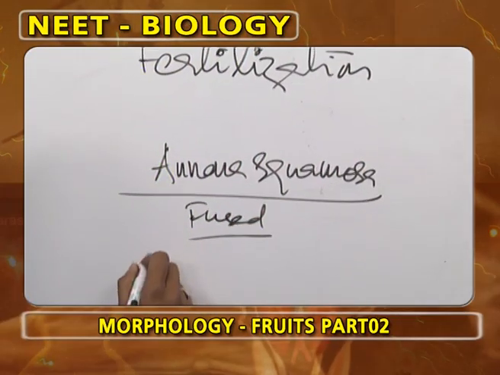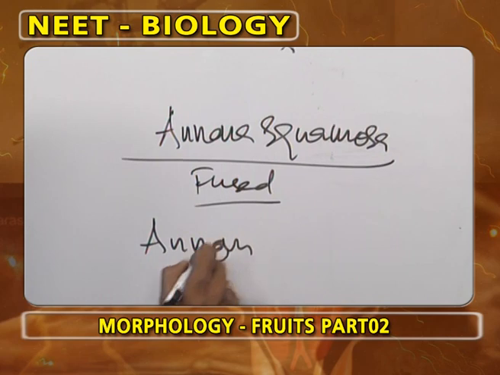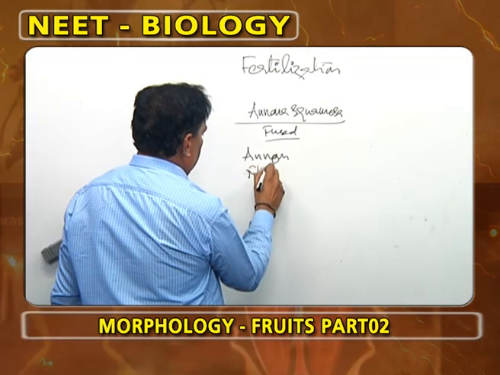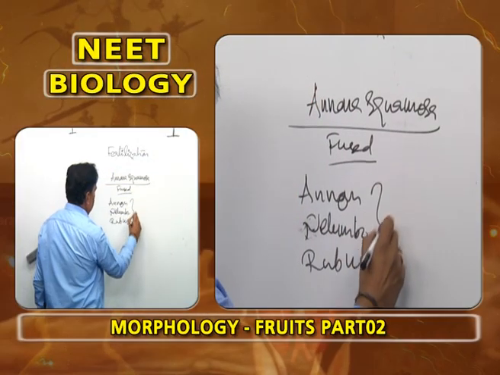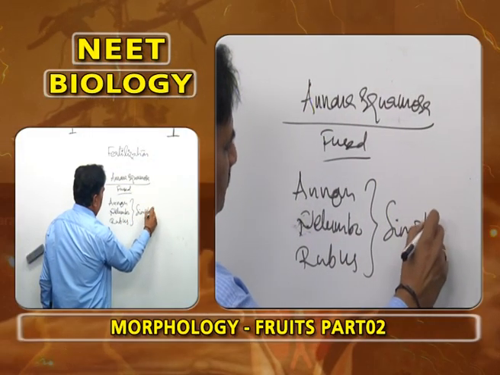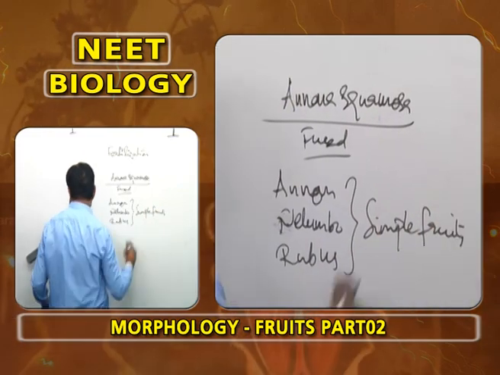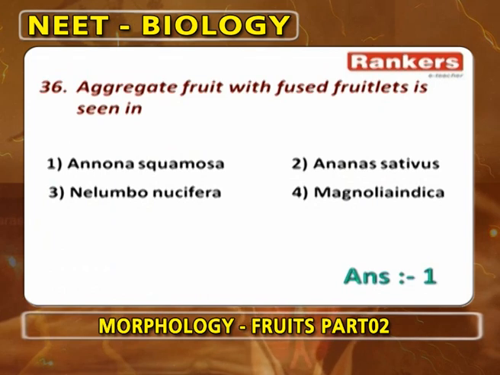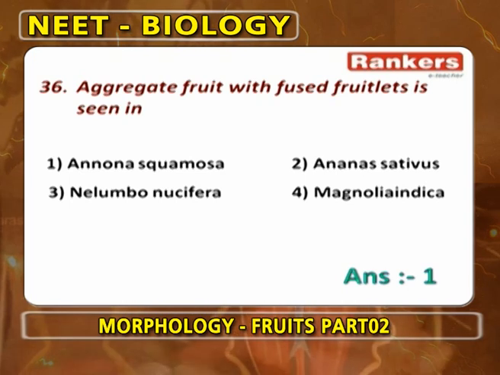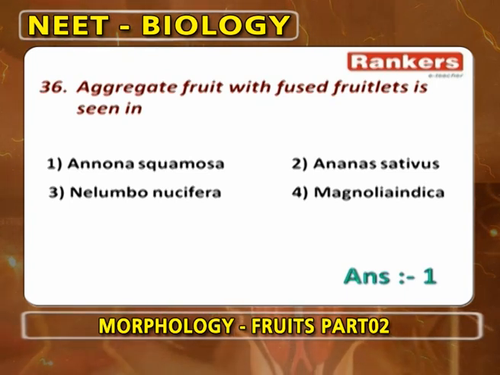There are only 3 fruits: Annona, Nelumbo, Rubus. These are the 3 aggregate fruits which appear like simple fruits. They are not simple fruits, but they appear like simple fruit. So, an aggregate fruit which appears like a single fused fruit is Annona squamosa. Why? Because Ananas sativus is pineapple, a compound fruit, sorosis. In Nelumbo nucifera, fused fruitlets are not seen. Magnolia indica, etaerio of follicles, fused fruitlets are not seen.